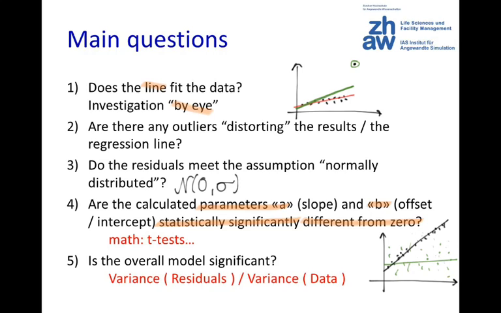And then question number 5, is the overall model significant? This relates to question number 4. If the parameters slope and offset are significant, then the whole model will be significant. The significance of a model can be assessed by judging how much variance lies in the residual and how much variance lies within the data. If you remember statistics well, then you would remember that testing the ratio of variances is done with a so-called f-test. And indeed, the significance of a regression model will be calculated through an f-test.